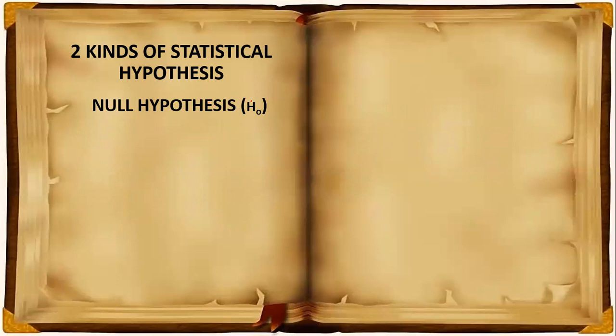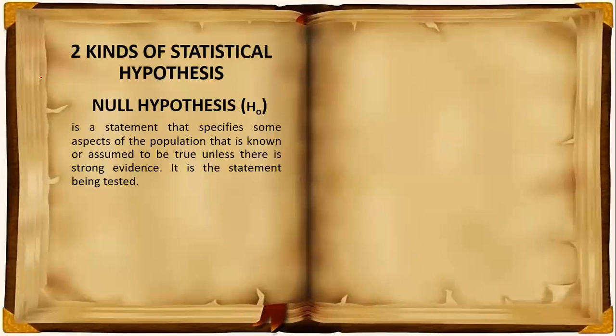So for null hypothesis, it is denoted as H sub O. Okay? A small o beside the capital letter H. That is its symbol or sign. Now, it is a statement that specifies some aspects of the population that is known or assumed to be true unless there is strong evidence, and the statement being tested.